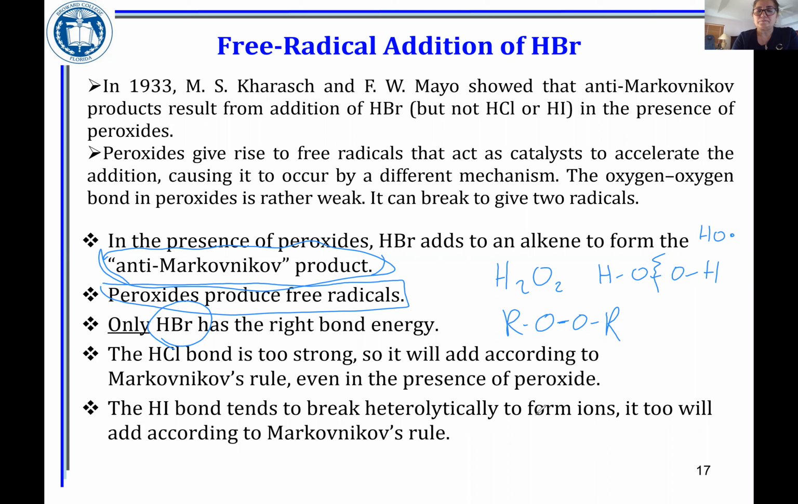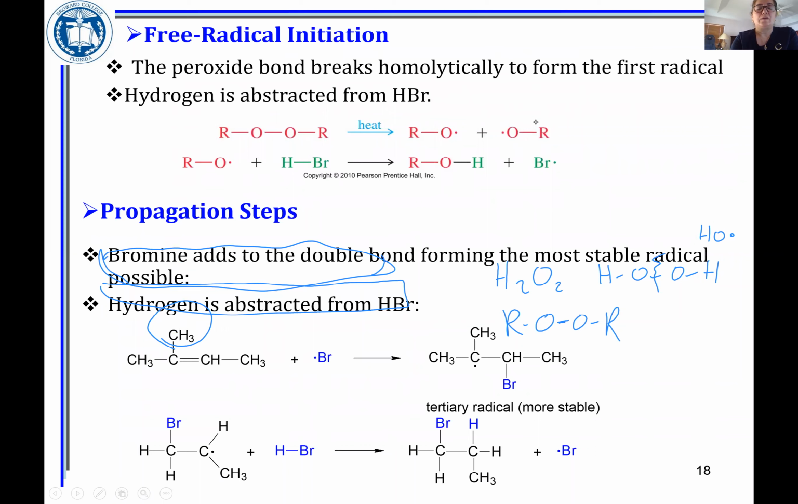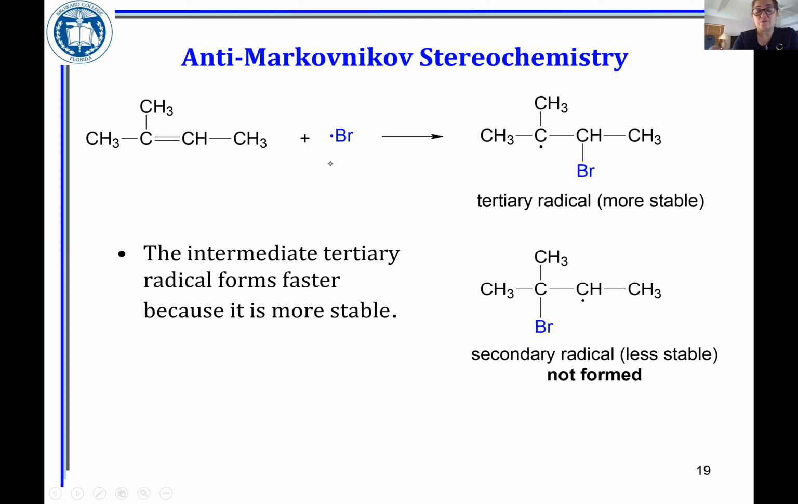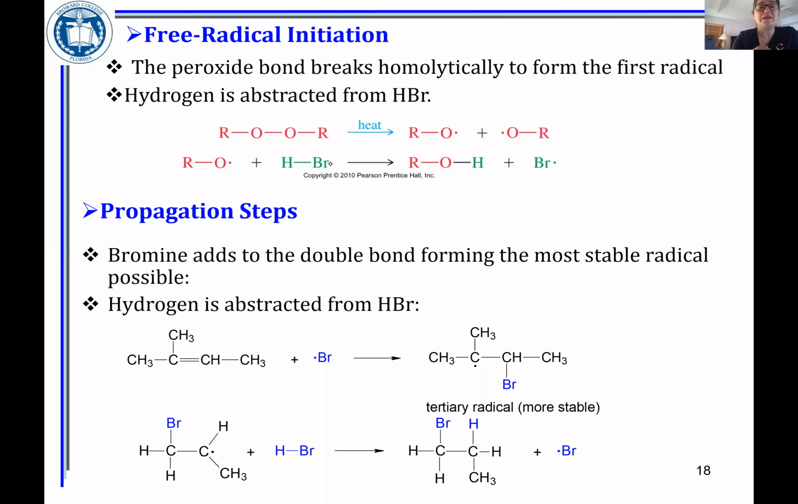So the peroxide is going to generate a free radical, which is going to react with the HBr. For this reaction, when you bring in the peroxide, only HBr, compared to HCl, has the right energy, so it will work. So we don't usually use HCl for this, we use HBr. With the HBr and the alkoxy free radical, you would get alcohol and then a free radical of bromine.